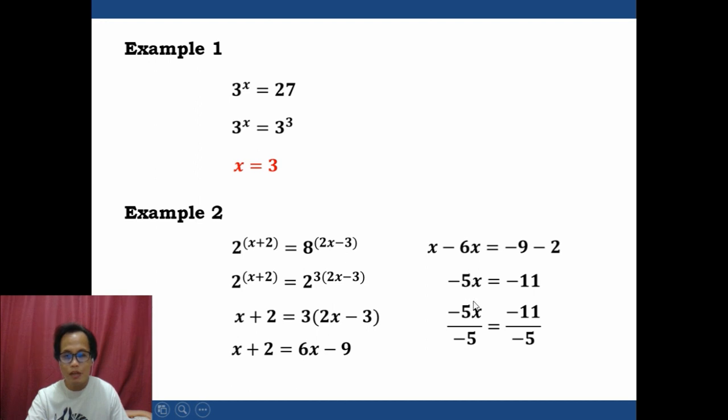Kaya aron matangtang ang negative 5 diha, cancel negative 5. Mabilin ani is x. So negative 11 divided by negative 5 is positive 11 over 5.